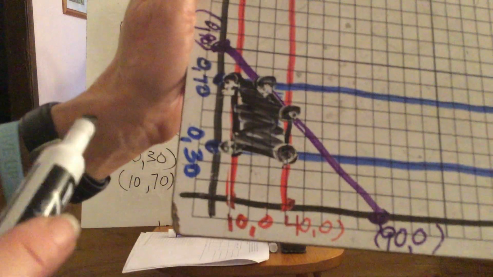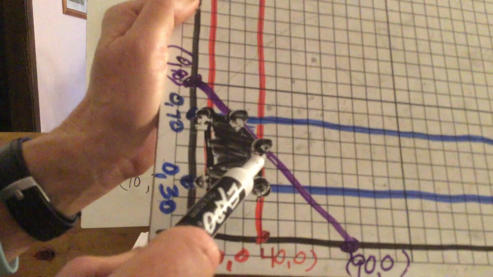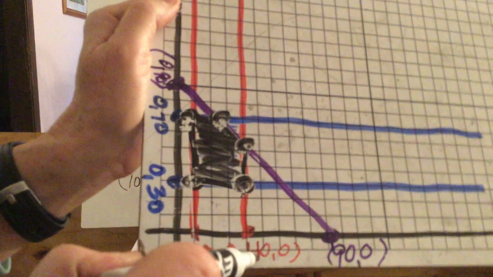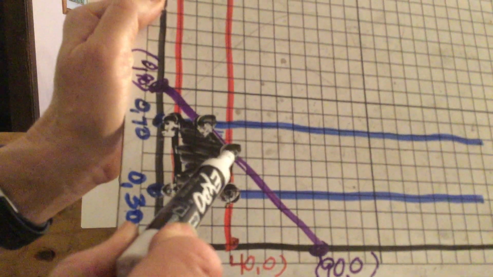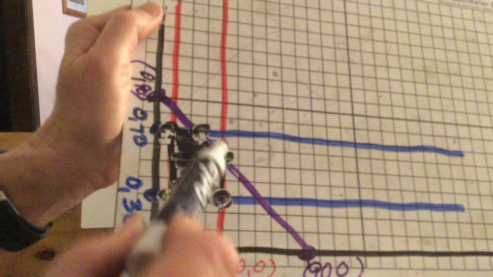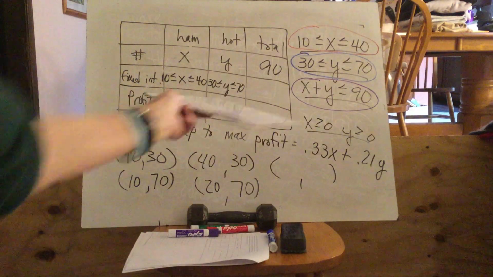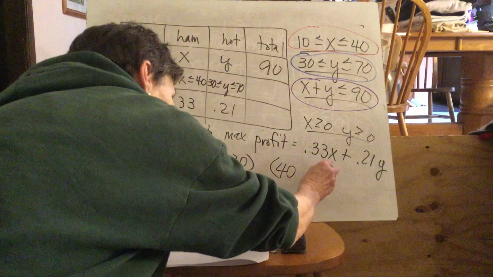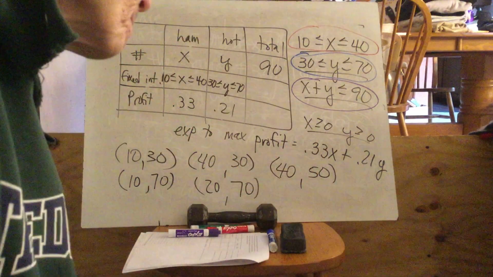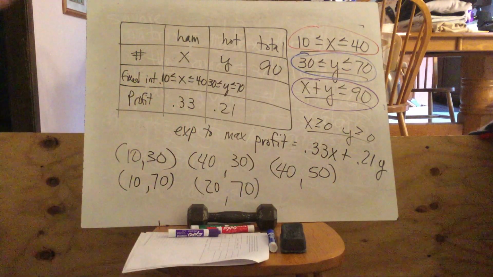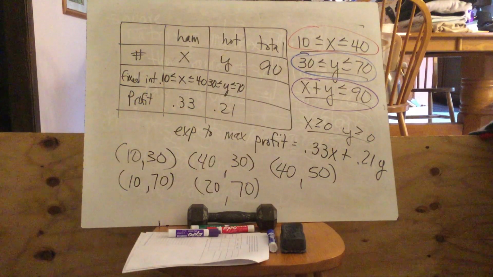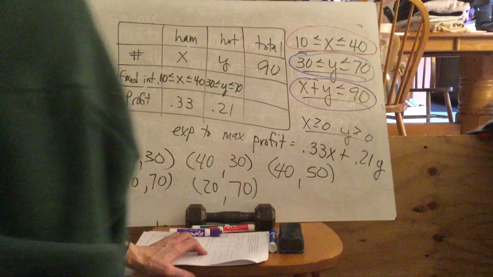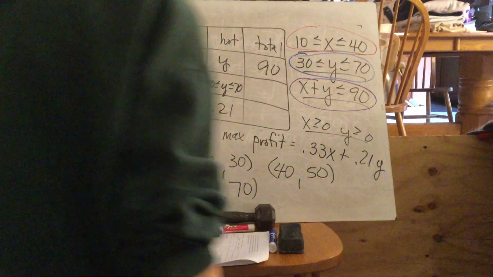And then similarly, this guy right here, we know his X is 40. Look where he is. We know his X is 40, but on the purple line, they have to add up to 90. So if the x is 40, the y has to be 50. And there are our points, our vertices of our feasible region.